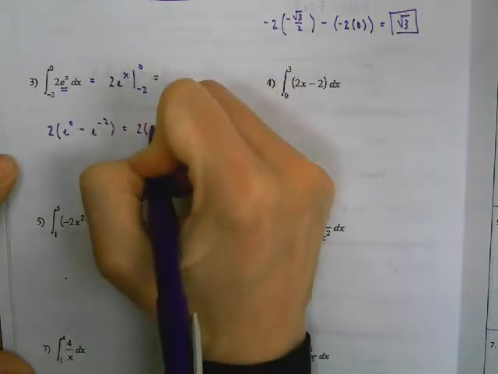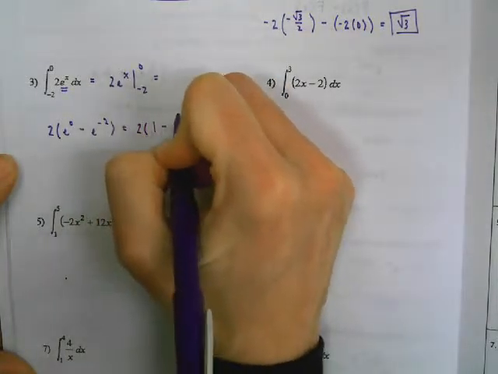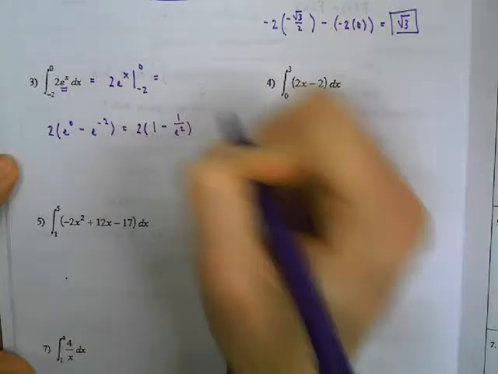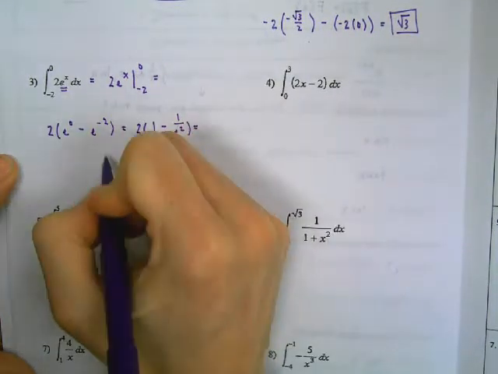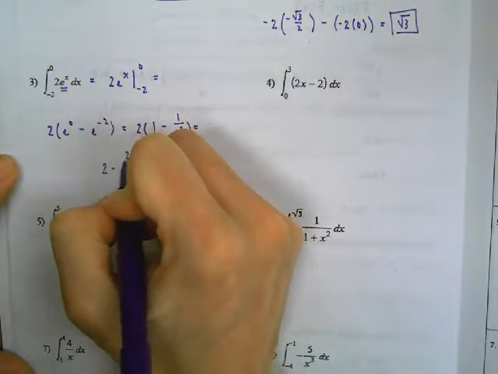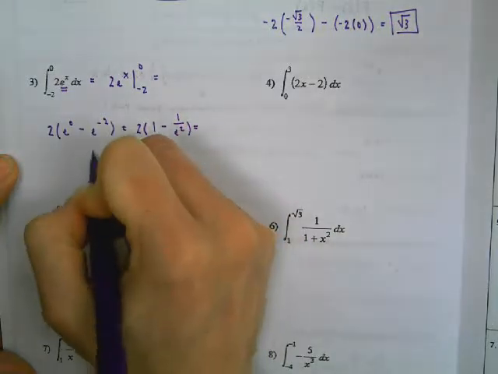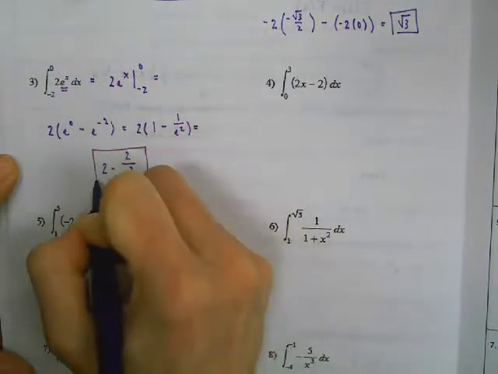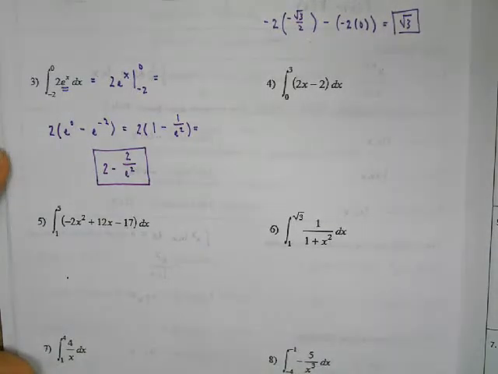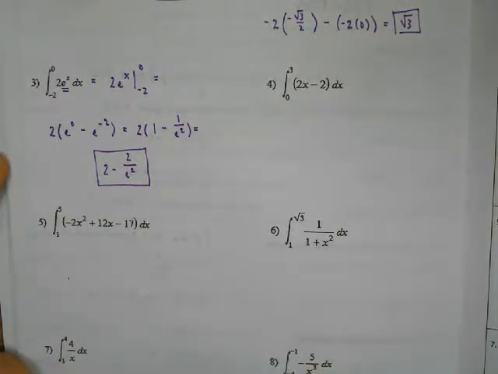So 2 e to the 0 we know is 1. So I have 1 minus 1 over e squared. And so my answer is just going to be 2 minus 2 over e squared. And again, I want us to first do this without a calculator, get very comfortable with these calculations, so we'll just leave that answer as is.